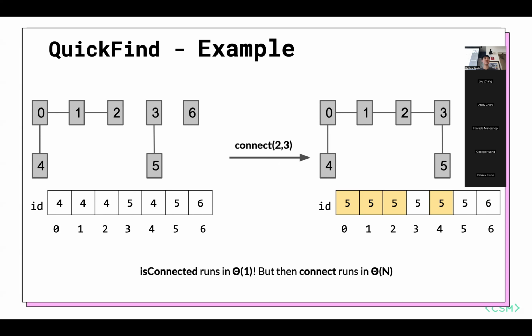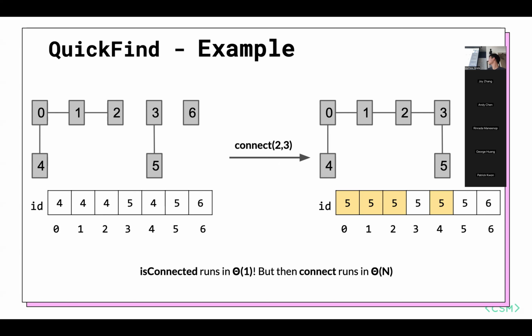Yes. Is it always the smaller one? Sorry, for quick find it's kind of arbitrary. We just choose one of the numbers. We will be connecting smaller to larger maybe in quick union, and that's for quick union and weighted quick union. Good question. This is one of the first implementations that we're considering for disjoint sets.